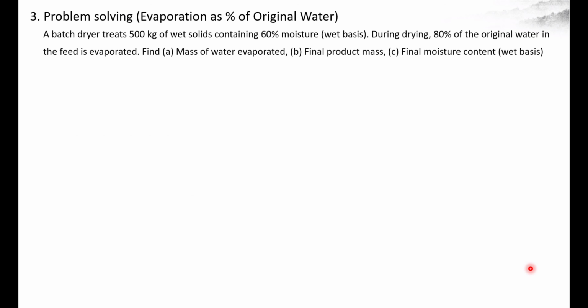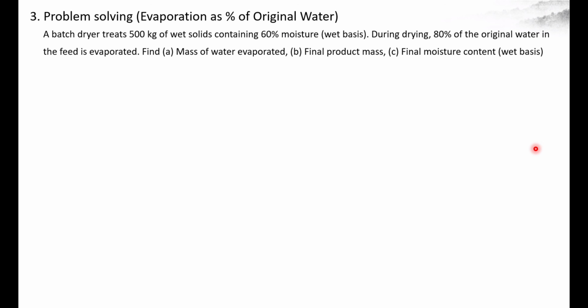Let's move on to the third problem. The batch dryer treats 500 kg of wet solids. So the feed is given containing 60% moisture. During drying, 80% of the water in the feed is evaporated. Find mass of water evaporated, final product mass, and final moisture content.